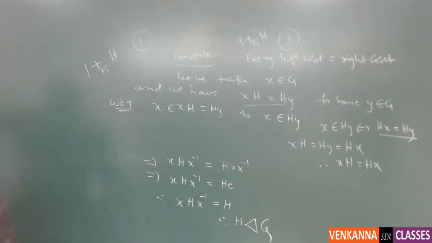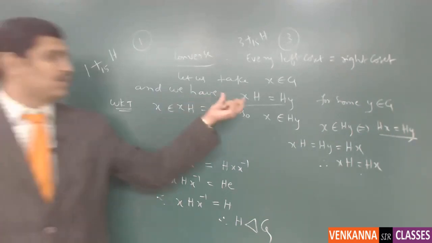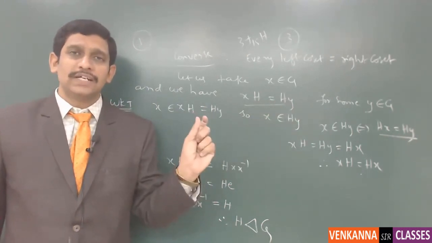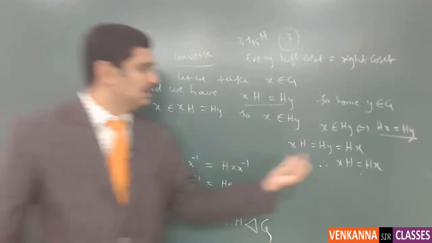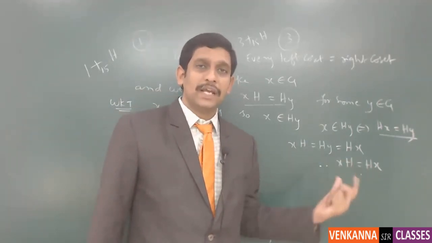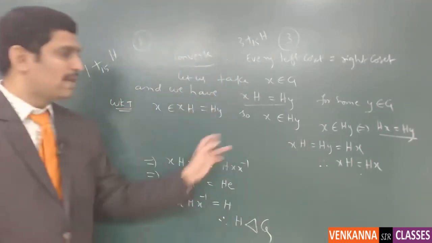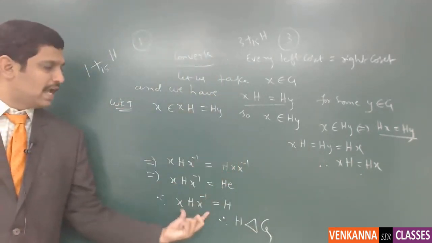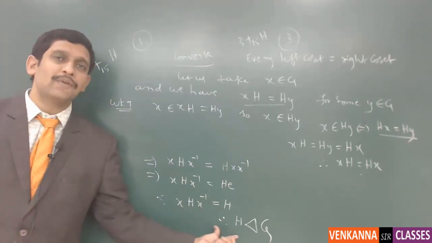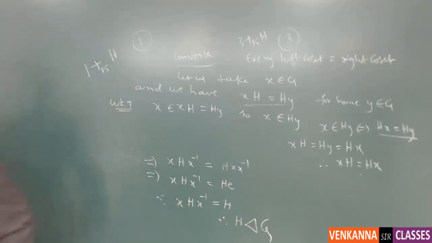So what is the overall idea in the converse part? I have taken that the left coset is equal to some right coset. Using the result in cosets, I concluded that xH is equal to Hx. So left coset and right coset are the same for the same element. So multiplying both sides with x inverse, I got the if and only if condition. From this, I say that immediately H is a normal subgroup of G. Okay? This is the proof of the result.